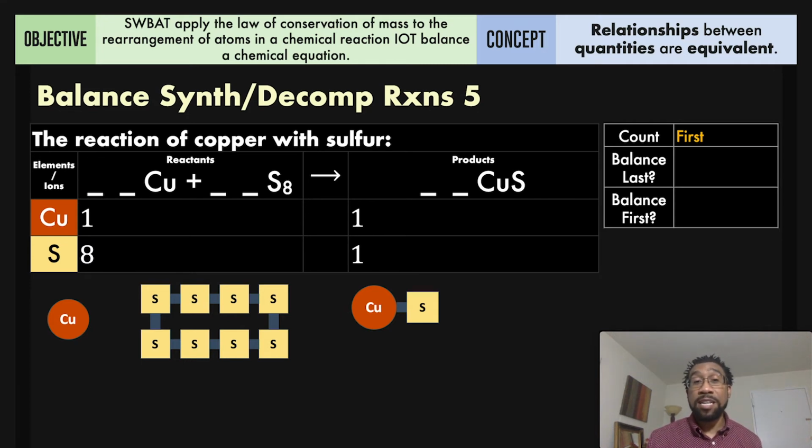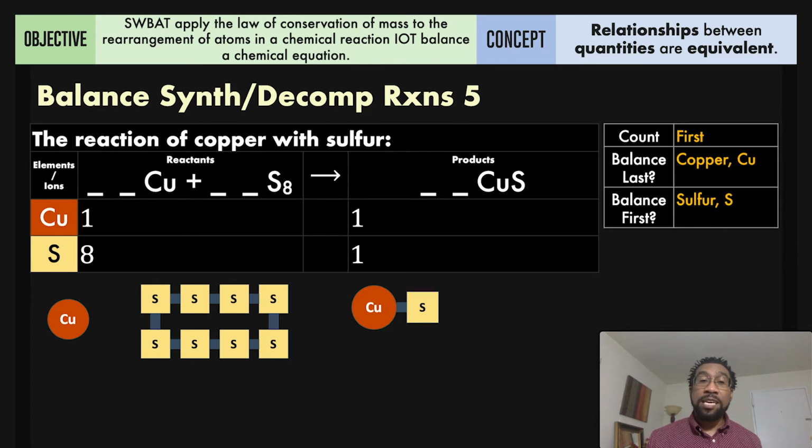So it's not balanced. So which element are we going to balance last? I hope you are thinking about copper. So copper is going to be balanced last, which means as soon as we balance it, it's going to be finished. Now it looks balanced now, but I guarantee you when we're done, we're going to need to rebalance it. So then the only other element we have left to balance first is going to be sulfur. So let's begin that process.